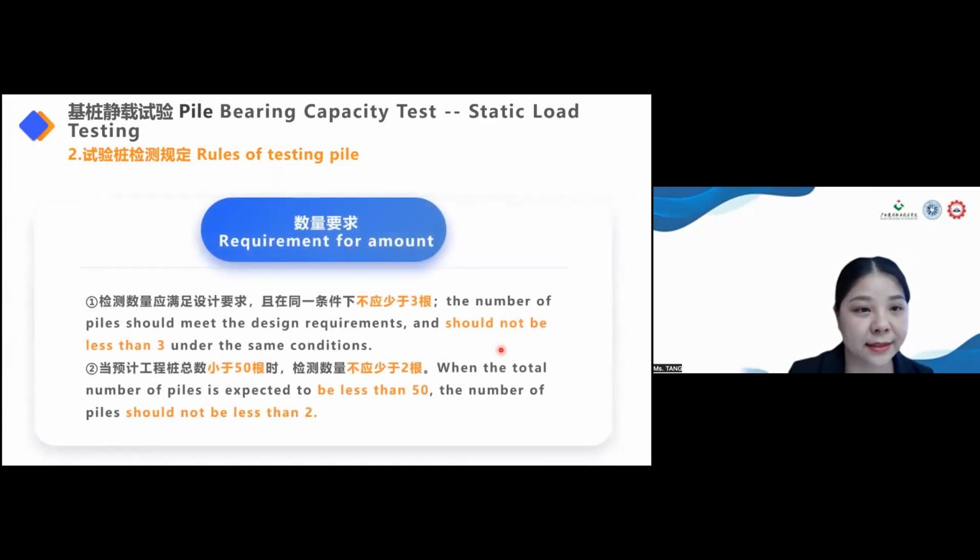The second, notes of testing piles, requirement for amount. 1. The number of piles should meet the design requirements and should not be less than 3 under the same condition. 2. When the total number of piles is expected to be less than 15, the number of test piles should not be less than 2.